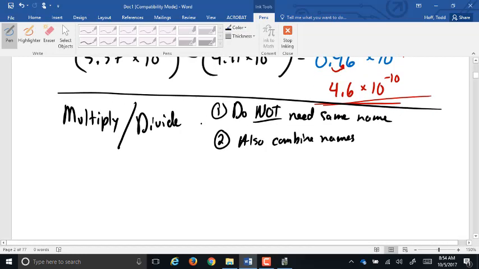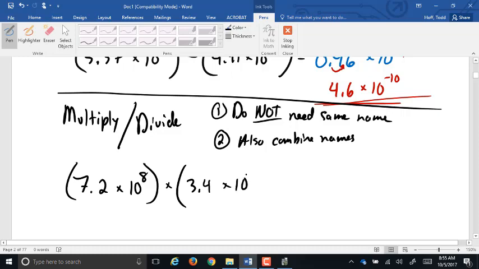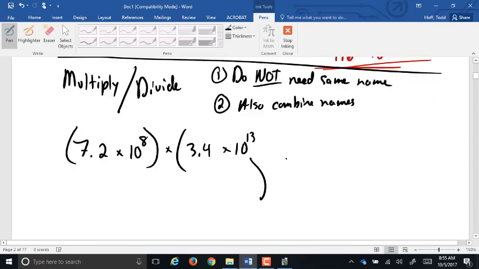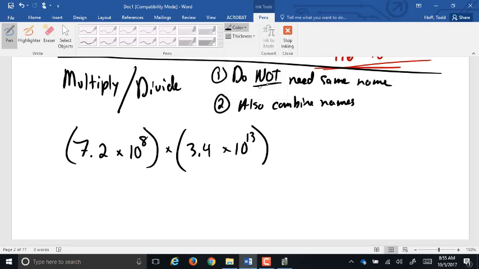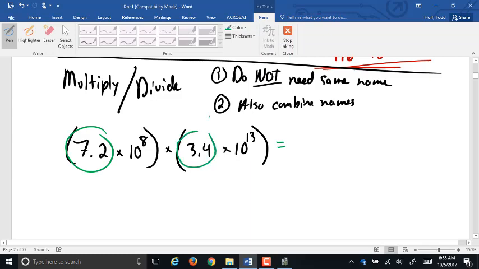So let's take a peek. We can have 7.2 times 10 to the 8th times 3.4 times 10 to the 13th. We don't have the same name and it doesn't matter. We're going to multiply the counts, 7.2 times 3.4.